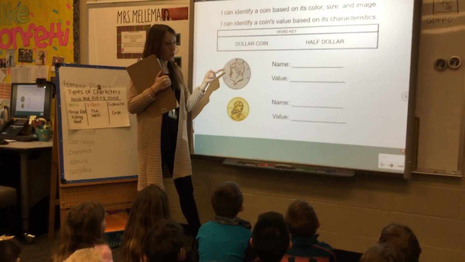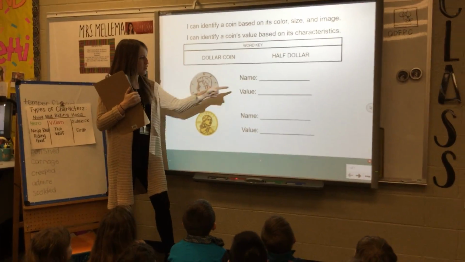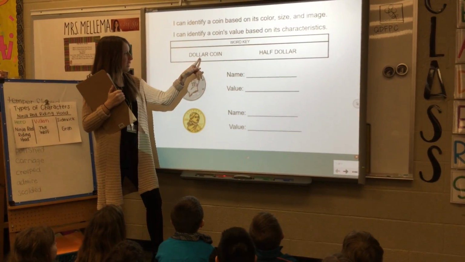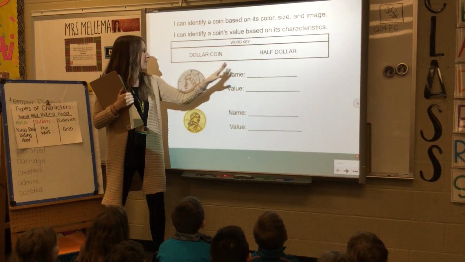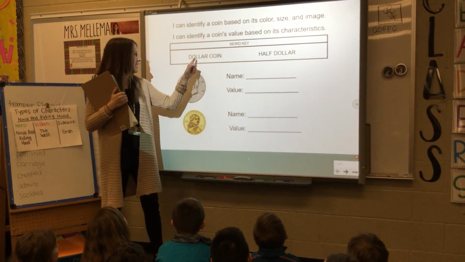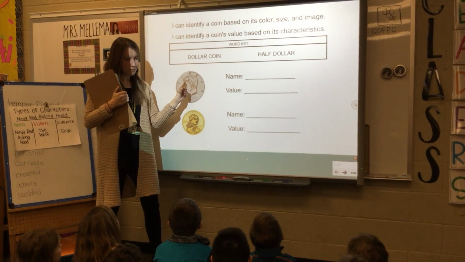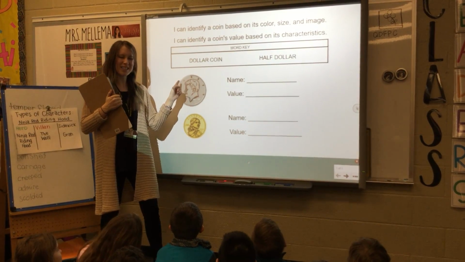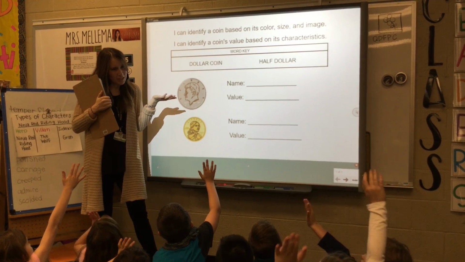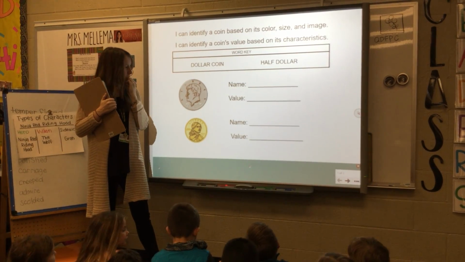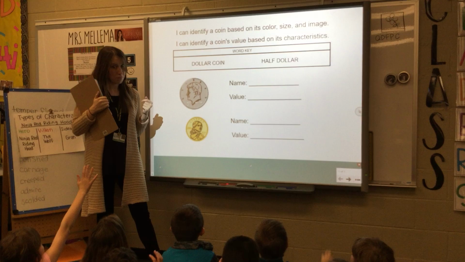Looking at this first coin, I'm wondering its name and its value. You'll notice here we have what's called a word key. This is where you have your two options. It's either going to be a dollar coin or a half dollar. Now, first thing I'm wondering, what is its color? Who can tell me? What's its color, Stella? Silver. Silver. What's its size?